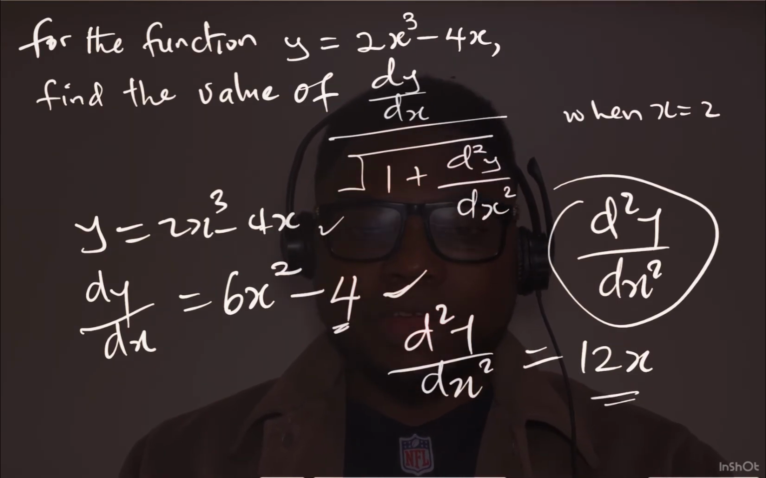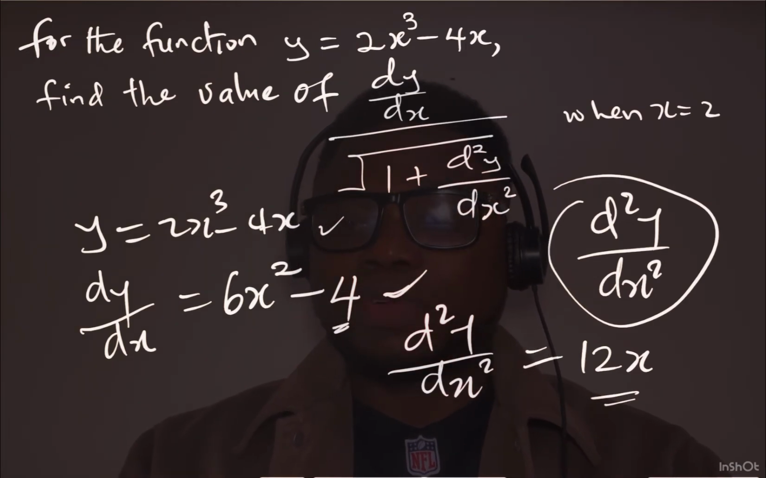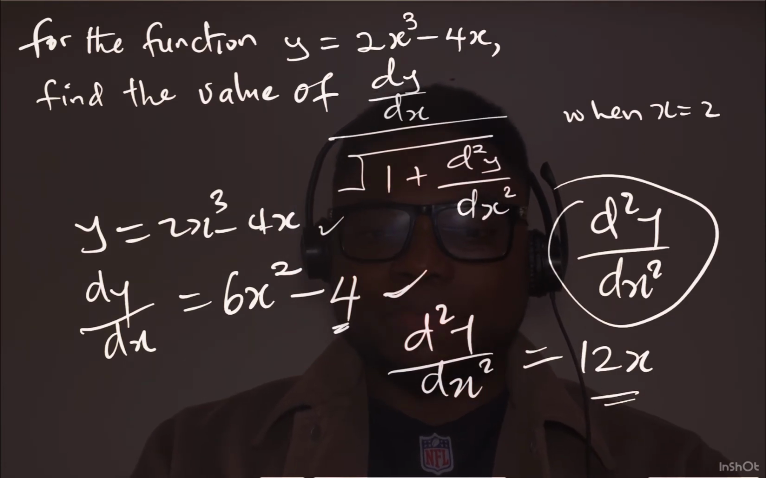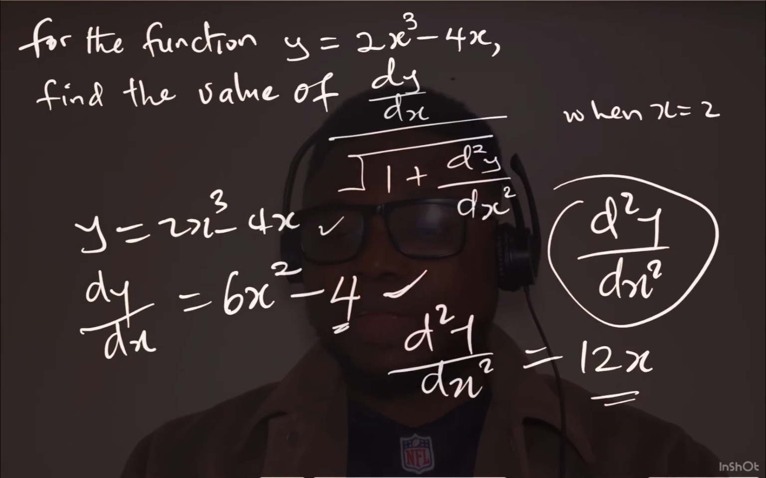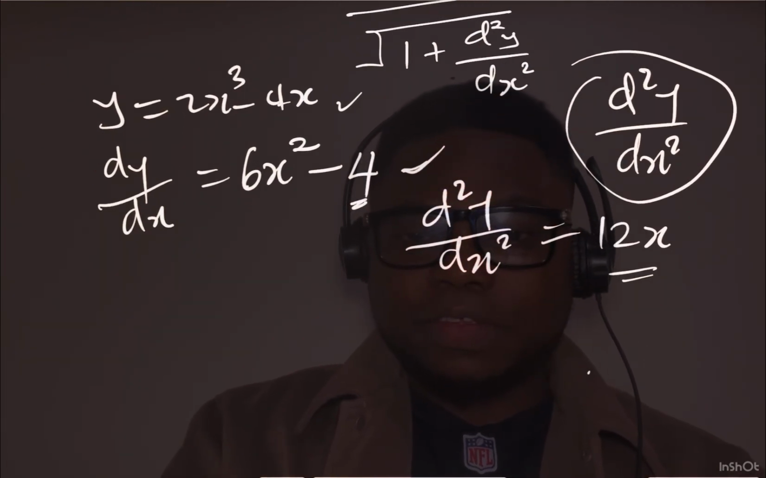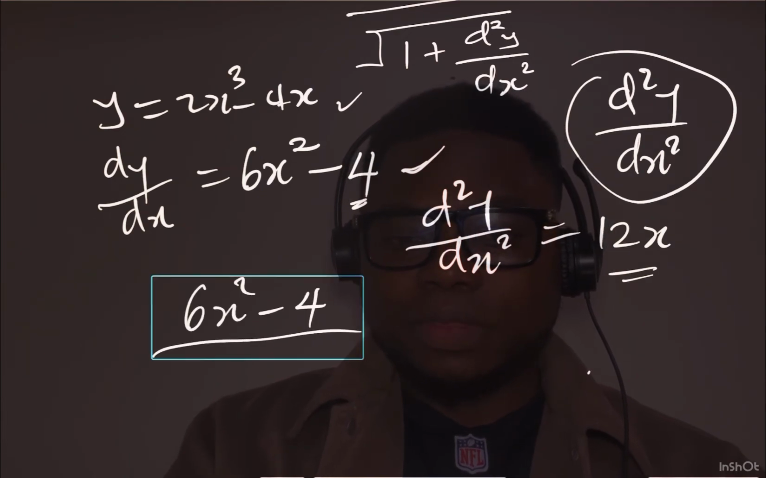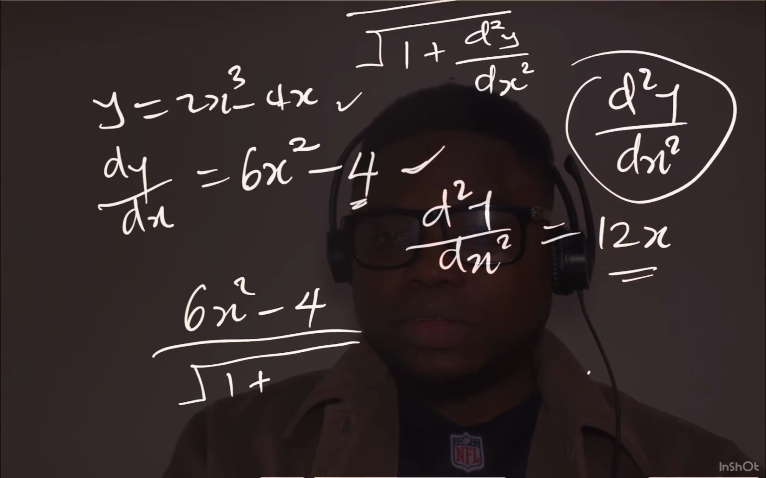But that's not what we're looking for. We're looking for the value of dy/dx divided by the square root of 1 plus d²y/dx² when x is 2. So in this case, I'm going to replace dy/dx with 6x squared minus 4 and replace d²y/dx² with 12x. So doing so, I'm going to have 6x squared minus 4 divided by the square root of 1 plus 12x.